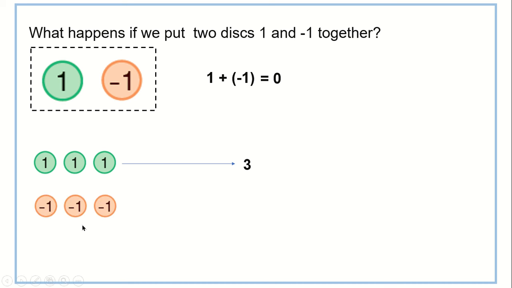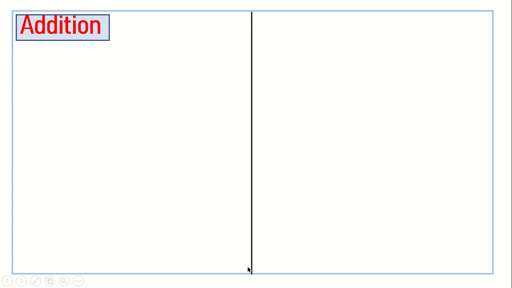Now, when we have 3 disks of -1, then we have got -3. To get -4, then we have to get 4 disks of -1, and so on. Now, let us perform addition.